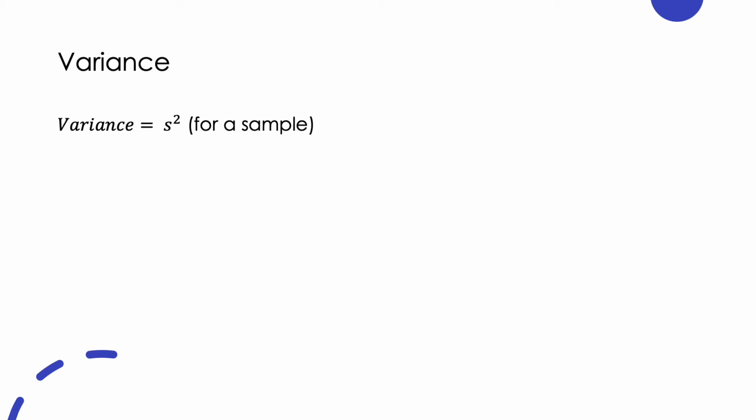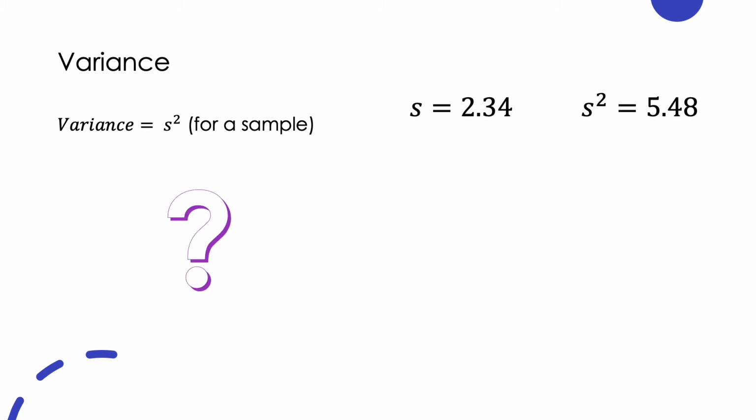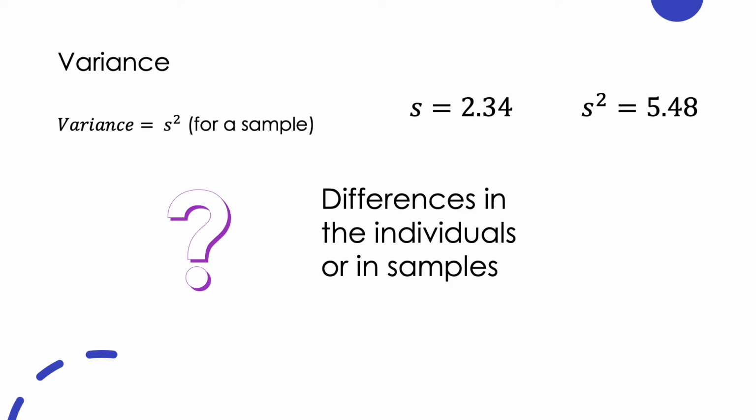The variance is very helpful mathematically. It is simply the square of the standard deviation. So for our last example, the standard deviation is 2.34 and the variance for that group is 5.48. But what does that tell us? What it tells us is that there are many differences in the individuals or in the group.